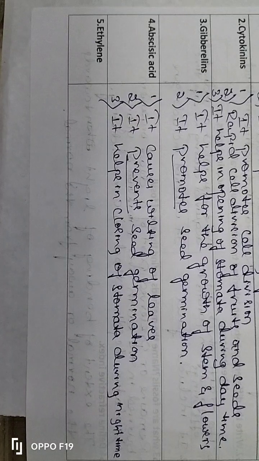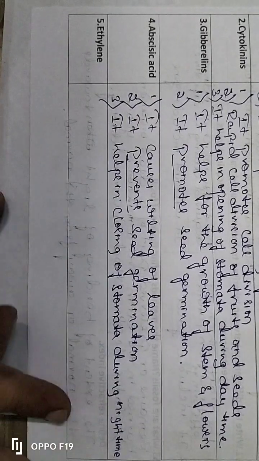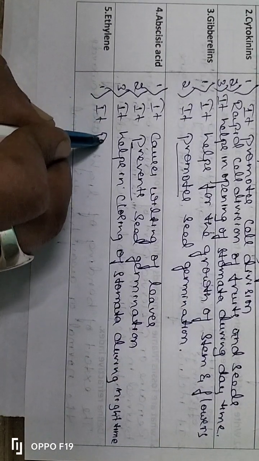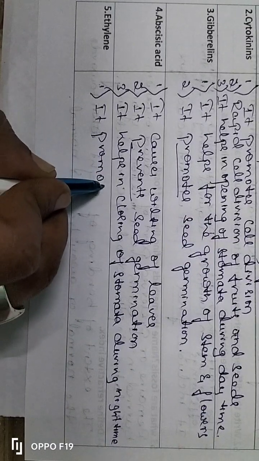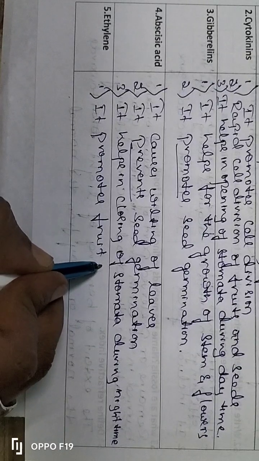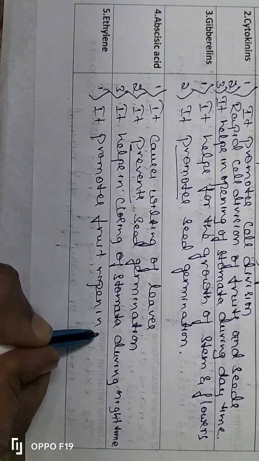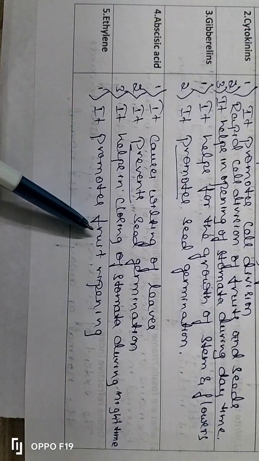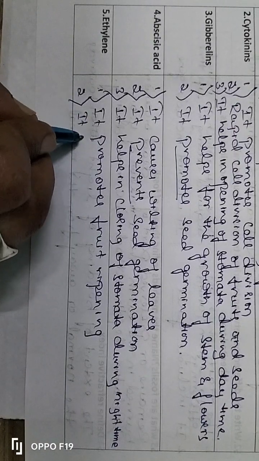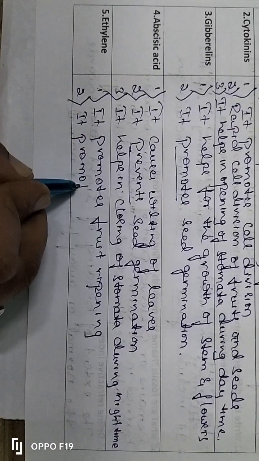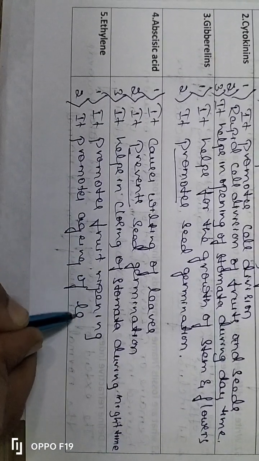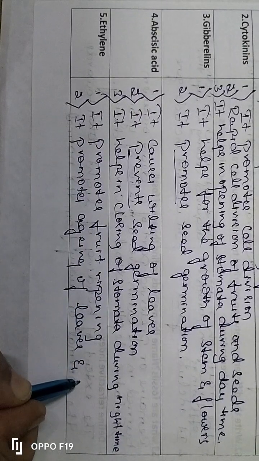And the last hormone of the plant is ethylene. So what are the functions of ethylene? The first one, it promotes fruit ripening. The raw fruit will become ripe. Who helps in ripening of fruits? That is ethylene. Then the second one is that it promotes aging of leaves and flowers.